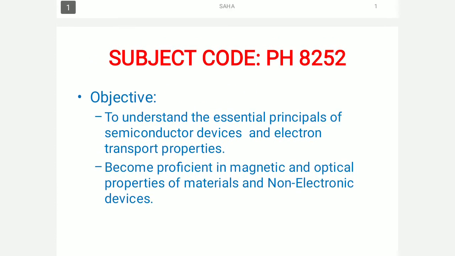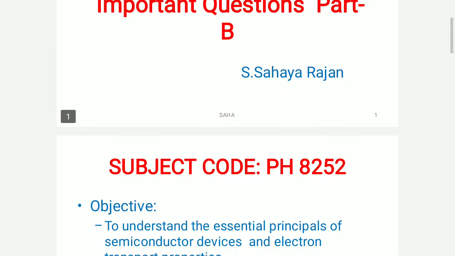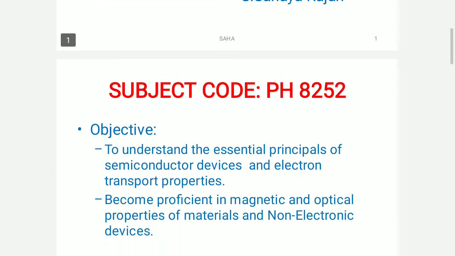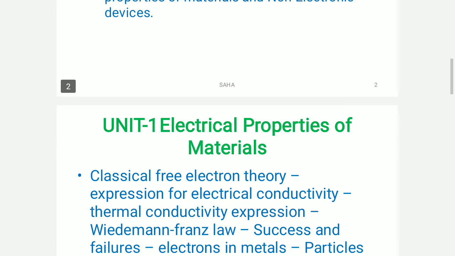So what is the subject code of this subject? Physics for Information Science, PH 8252. So Unit 1 is the electrical property of materials.